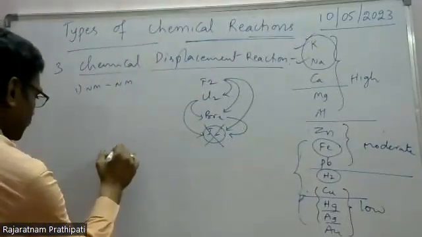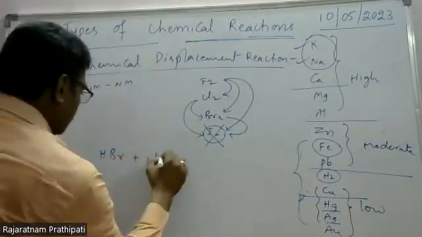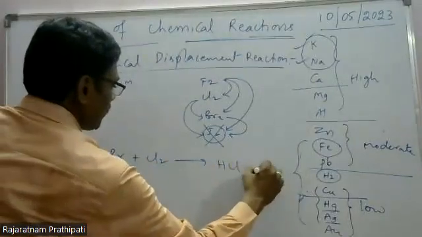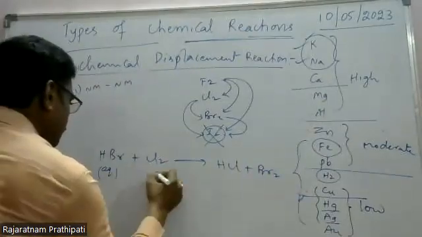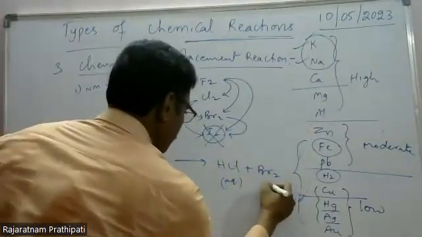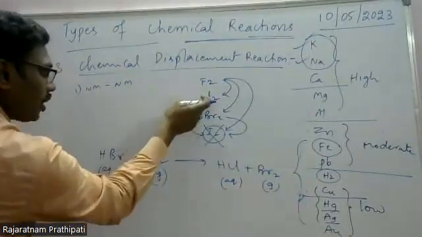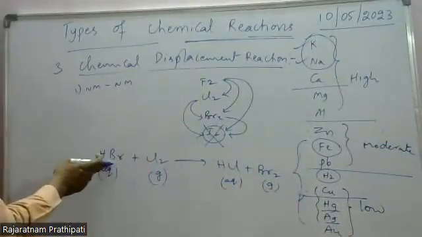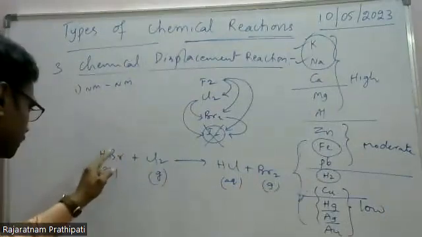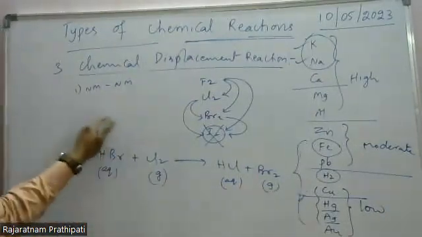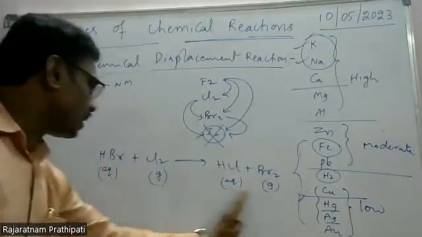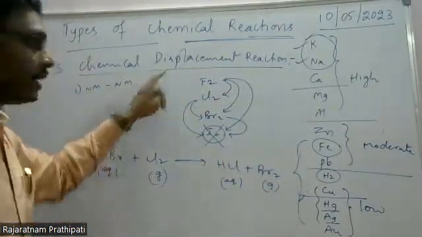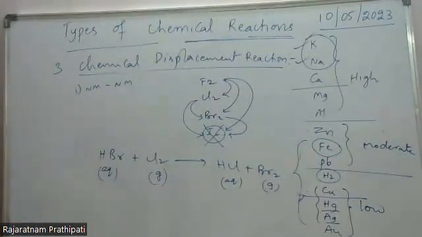If you observe the chemical reaction here, HBr plus Cl2 gives rise to HCl plus Br2. Look at this: this is an aqueous solution, this is gas, this is an aqueous solution, and this is gas. Here chlorine is more reactive than bromine, so chlorine can displace bromine from its aqueous solution. These come under non-metal displacement reactions. Is it clear?